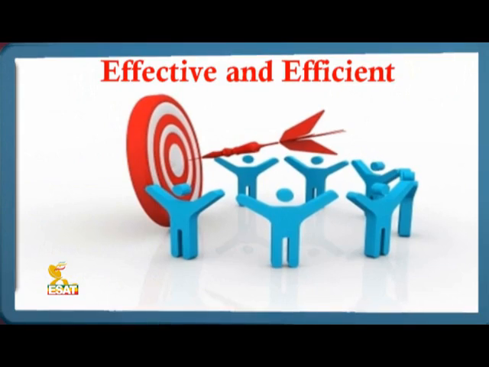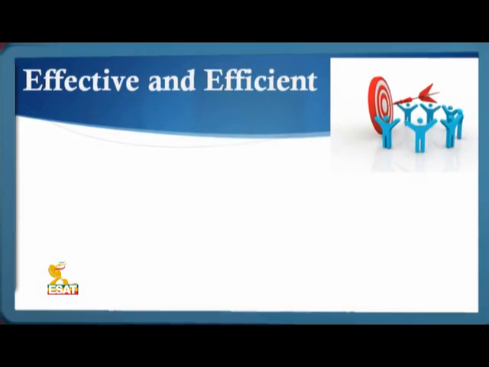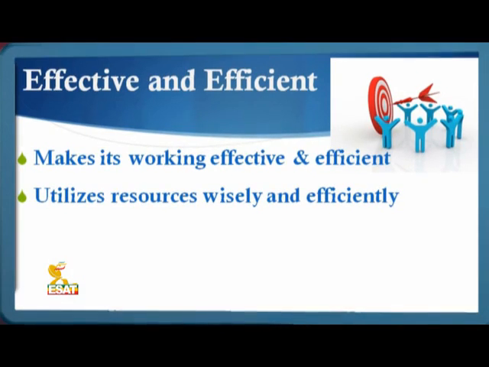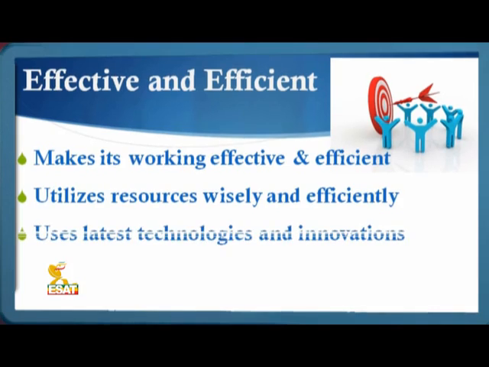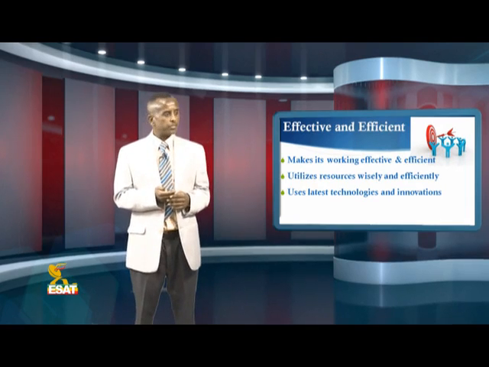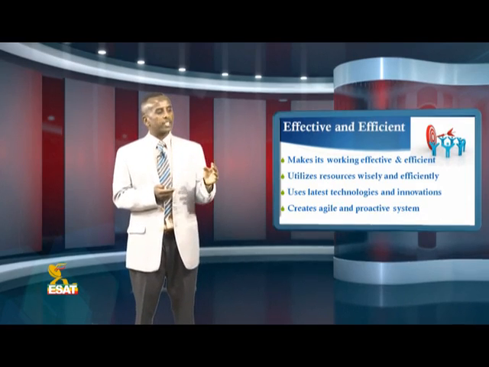Next is effective and efficient. When a government is effective and efficient, it makes its working effective and efficient. It utilizes its resources wisely and efficiently. It uses the latest technologies and innovations, and it also creates an agile and proactive system.